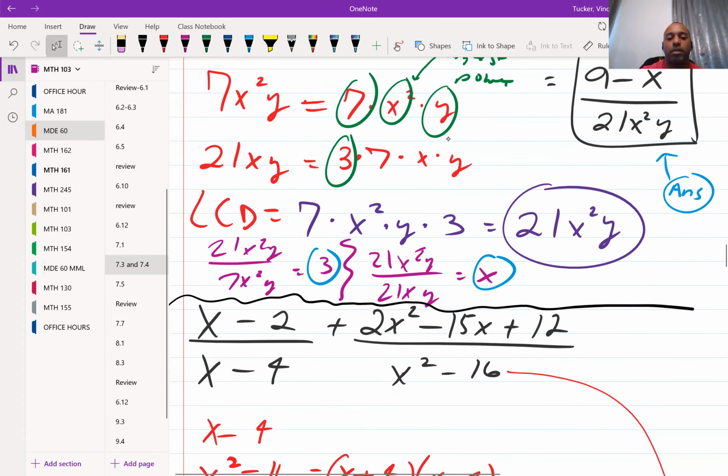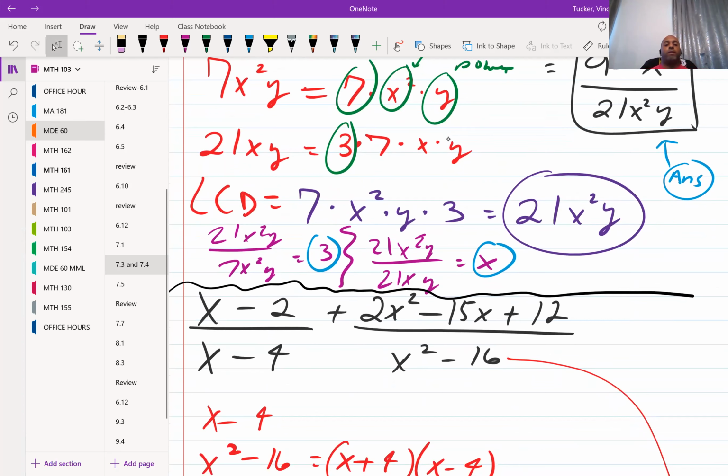All right, so the next one, we have (x minus 2) over (x minus 4) plus (2x squared minus 15x plus 12) over (x squared minus 16).